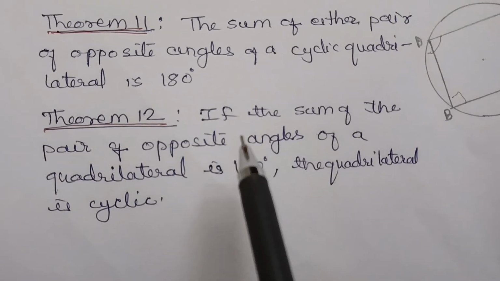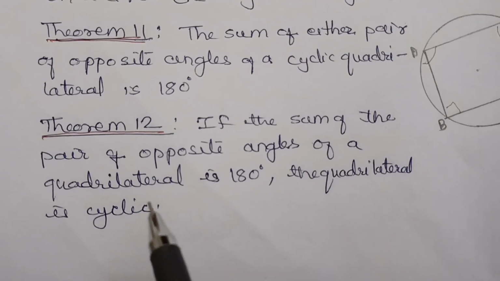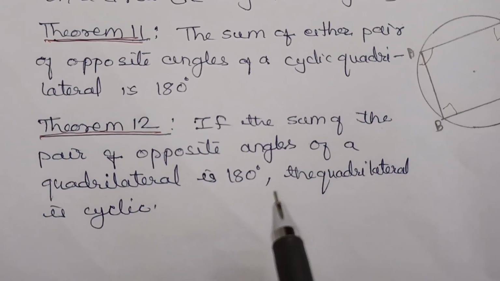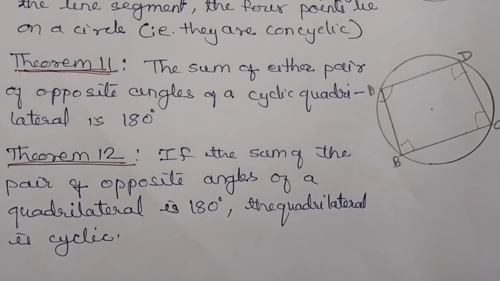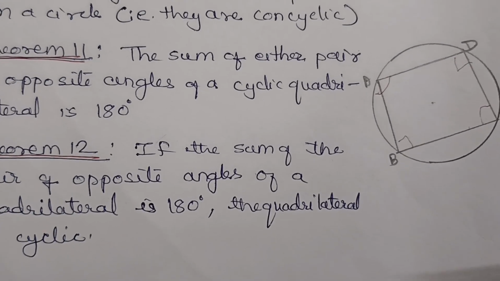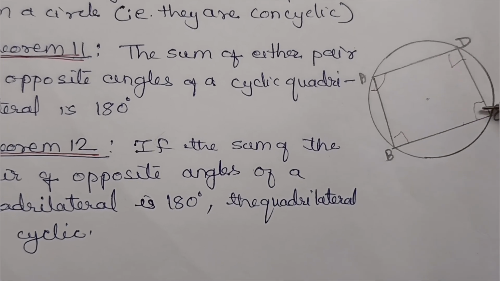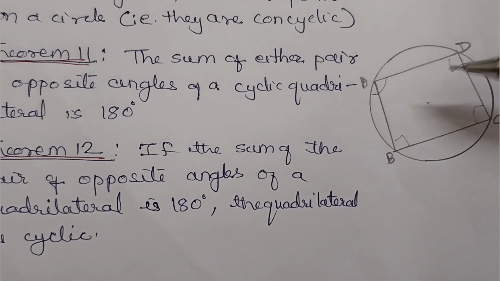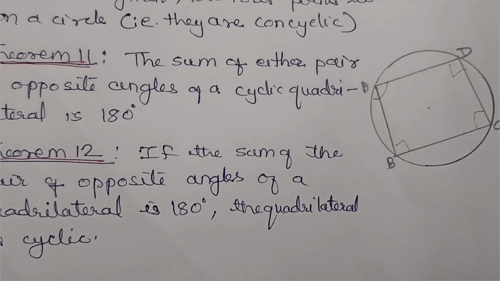angle B and angle D should be 180 degrees. Theorem number 12. If the sum of a pair of opposite angles of a quadrilateral is 180, then the quadrilateral is cyclic. This is the reverse of theorem 11. It says that if the measurement of opposite angles is 180, then the quadrilateral is a cyclic quadrilateral.